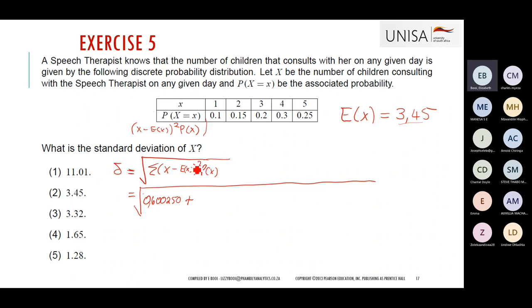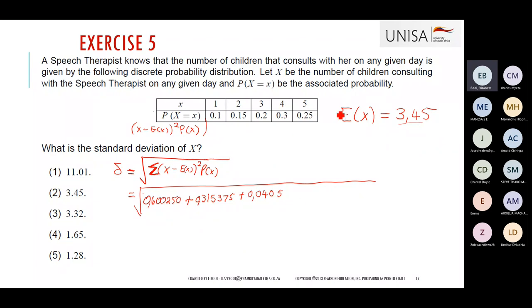0.600250. Plus, because we have to add because of the summation, the summation says we are adding 2 minus 3.45 squared, multiply that answer by 0.15, I get 0.31537575 plus 3 minus 3.45 squared, square the answer, times 0.2, I get 0.040500. I'm not going to write the double zeros. I'm just going to stop right there.